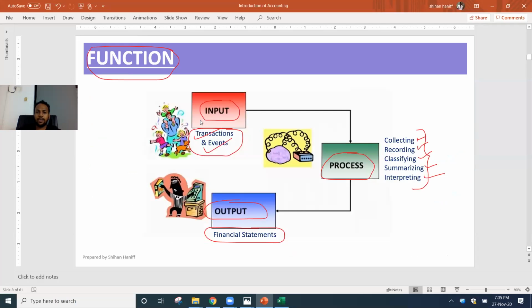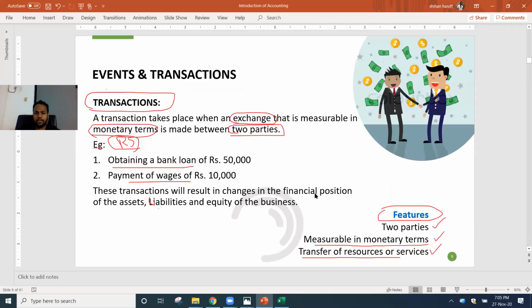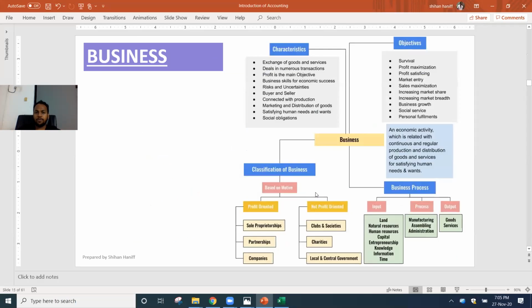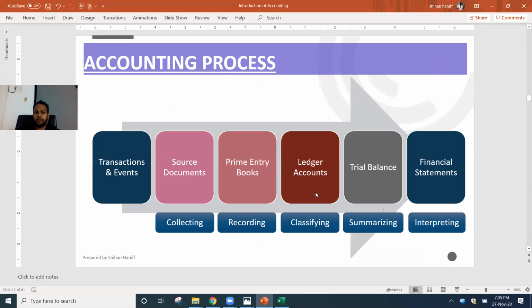So we know the input of accounting and the characteristics of transactions and events. Then we have next the process. What is the accounting process? This is also another very important thing. There are many questions from the accounting process in past papers. So let me just go through the accounting process. Right, so this is the accounting process.